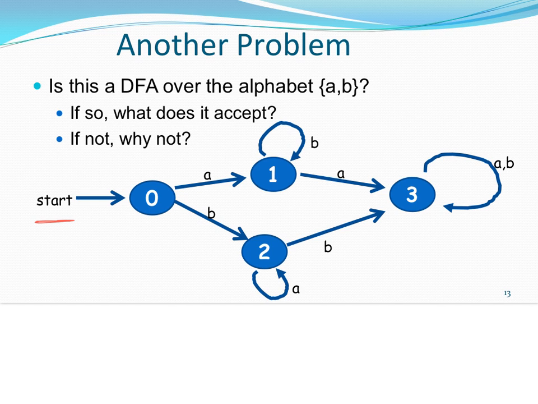In terms of what does it accept, now I look and I don't see any double circles, right? But that's not a problem, because there's nothing that says that a DFA has to accept anything. It says that we can have a set of accept states, and that set can be empty. So in fact, the language that this DFA accepts is the empty set. It doesn't accept any strings, but it is a perfectly valid DFA.